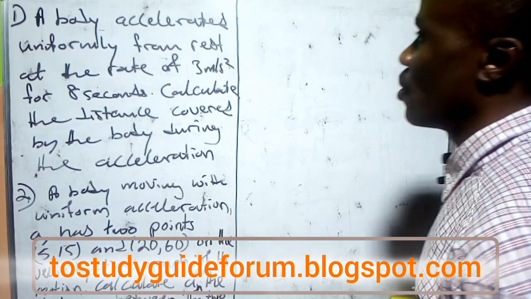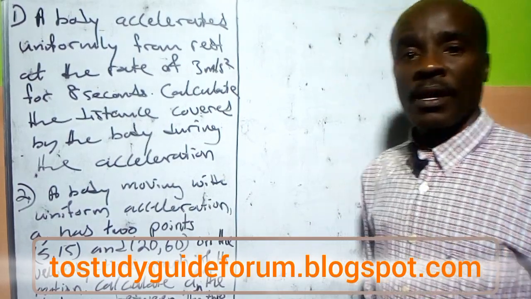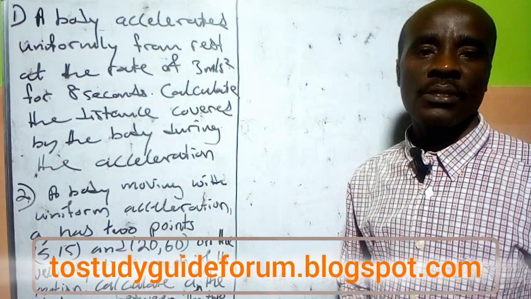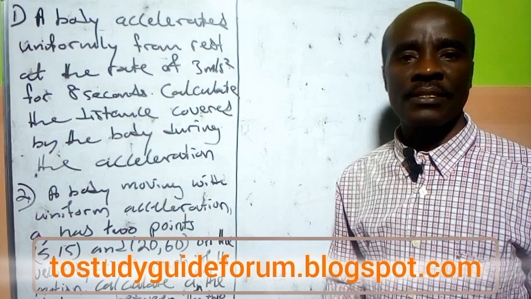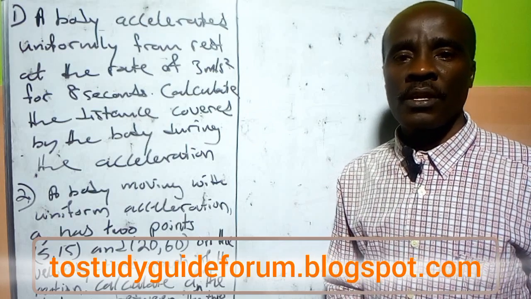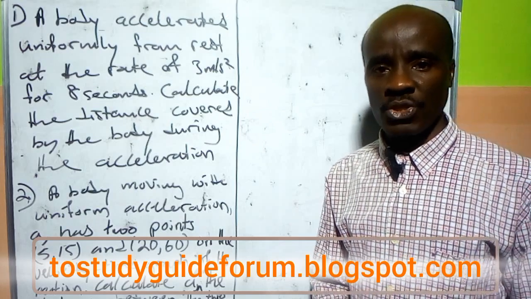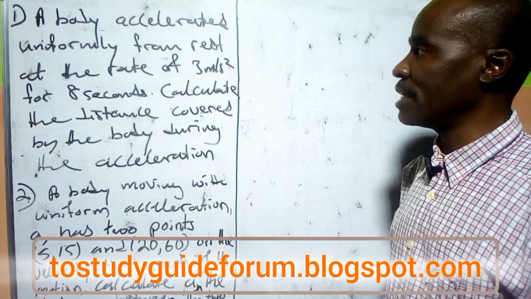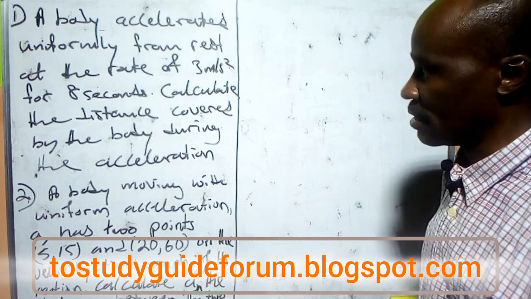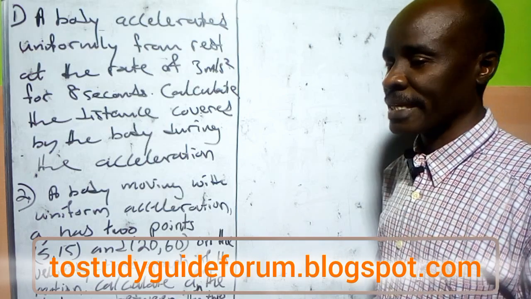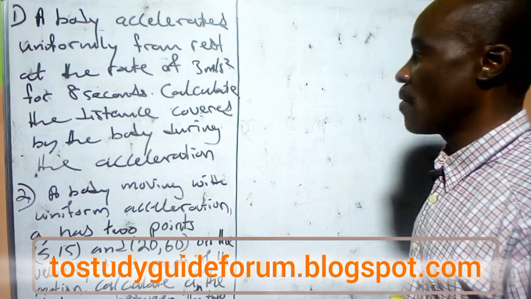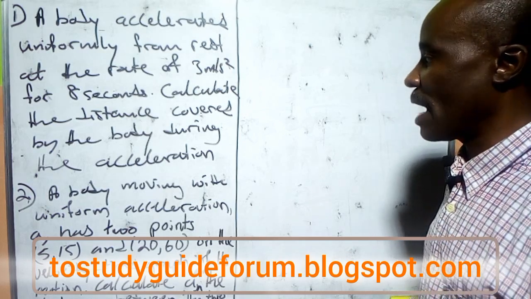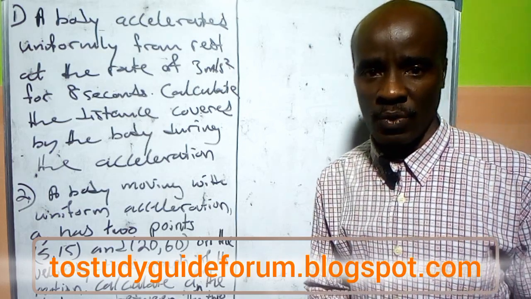In this class, we'll be looking at calculation on physics that has to do with uniform accelerated motions. The first question we are going to be taking now says a body accelerated uniformly from rest at the rate of 3 meters per second square for 8 seconds. Calculate the distance covered by the body during this acceleration.